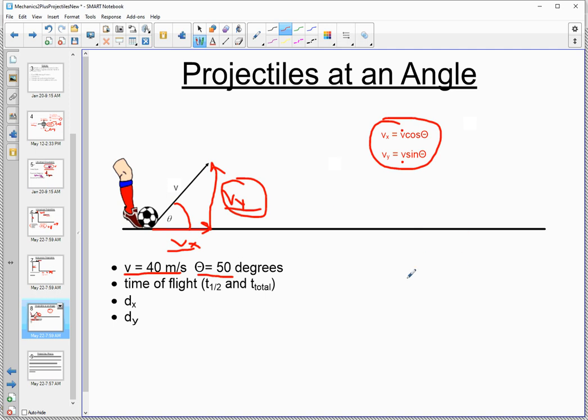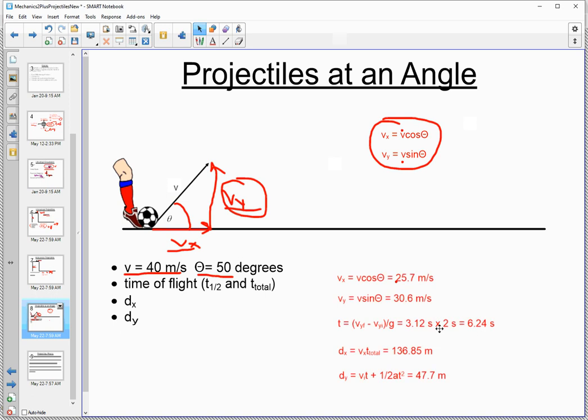All right, let's see how we did. Our answers, if you put in the 40 meters per second and the 50 degrees, you should have gotten an x component of 25.7 meters per second, a y component of 30.6. And when you find the time of flight, typically Vy final is going to be 0 up at the peak, right? When this projectile follows its parabolic trajectory, which will look like that.